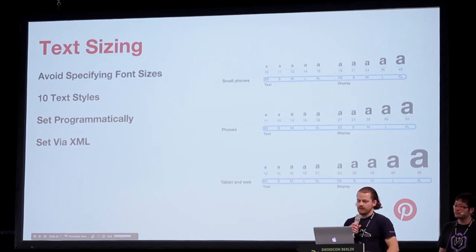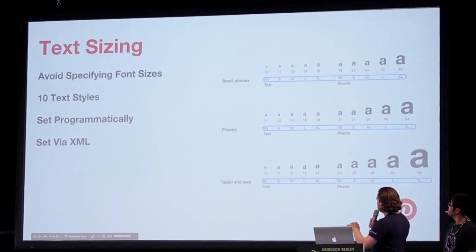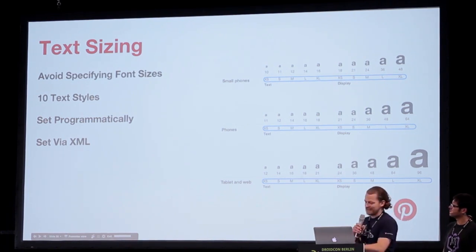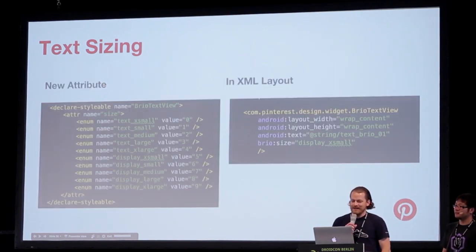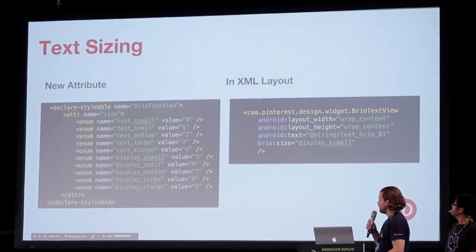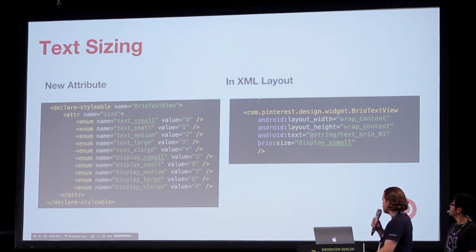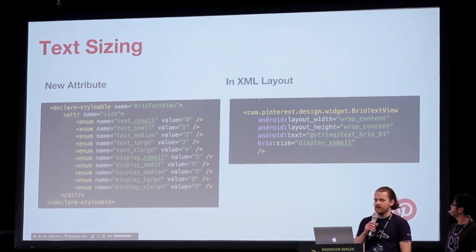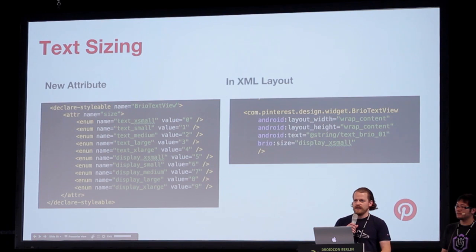So for the XML approach, those are the different sizes, small to extra large and display. On the XML side, we defined a new attribute to reflect those, the text and display, extra small to extra large. And then in your XML, as you can see on the right-hand side, you can simply specify Brio size, display small. And it will set behind the scenes the actual font size that is specified for that device.